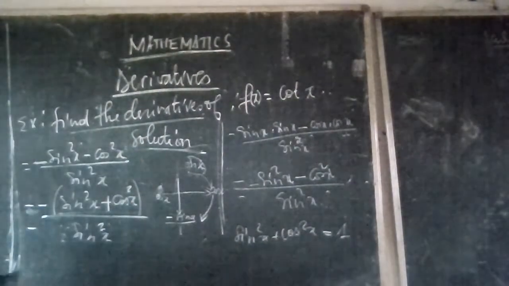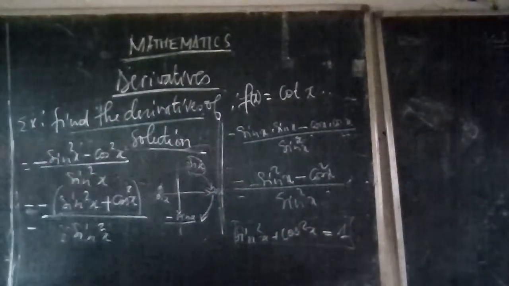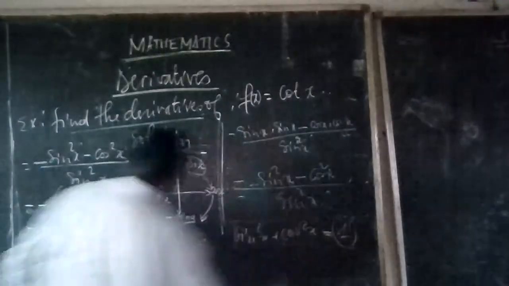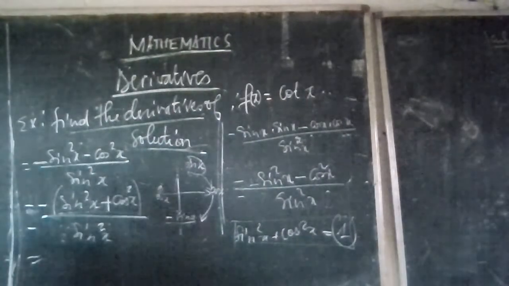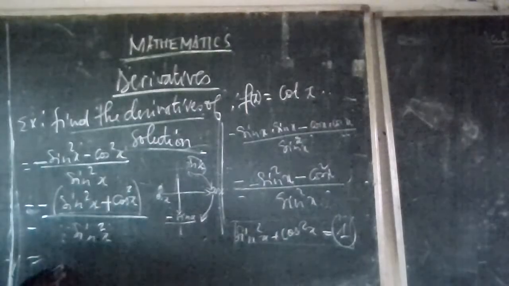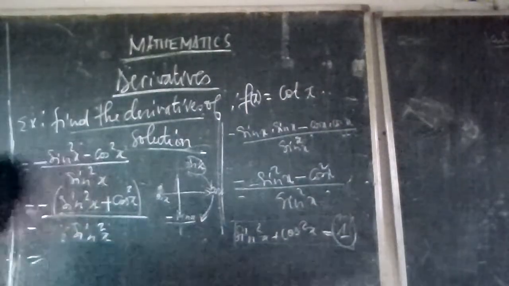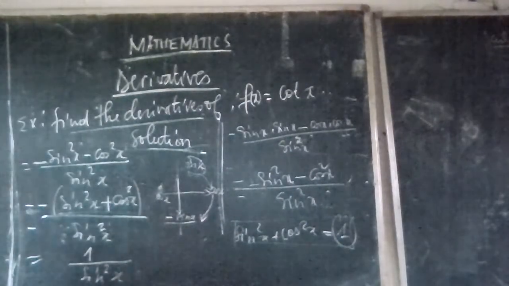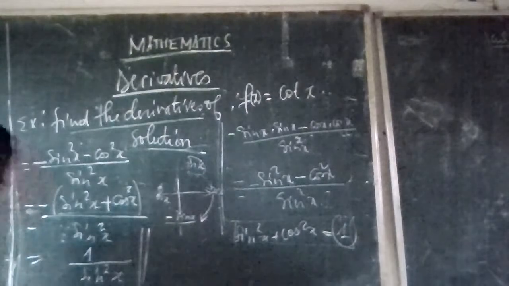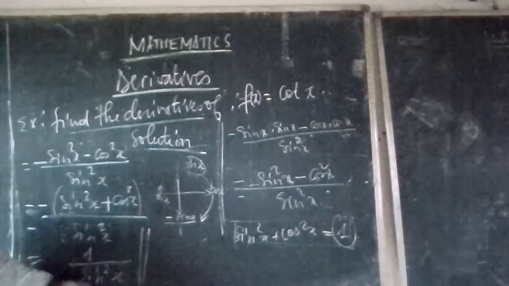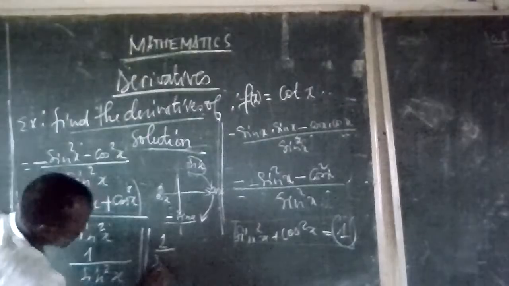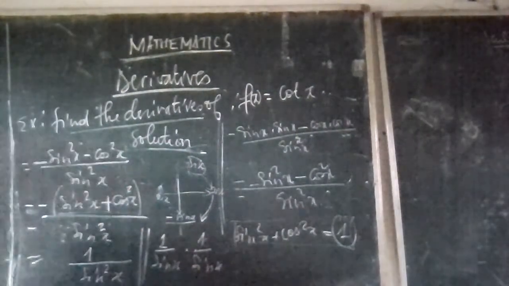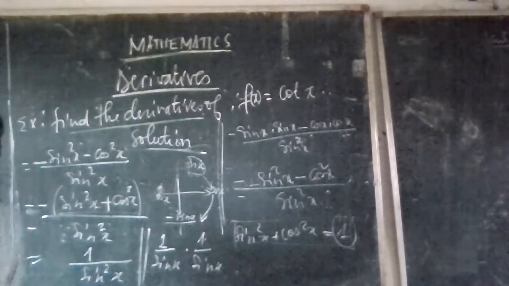I have showed you how we should prove this one. Then where we have those two terms, we are going to put that number. Now the final, it is 1 over sine square x. Now we are going to factorize this. It will be 1 over sine x times 1 over sine x. Right? Are we together?